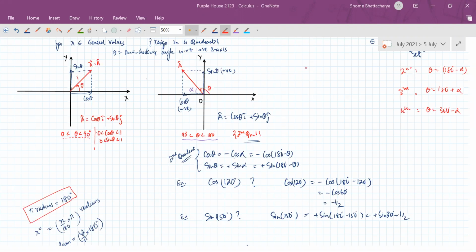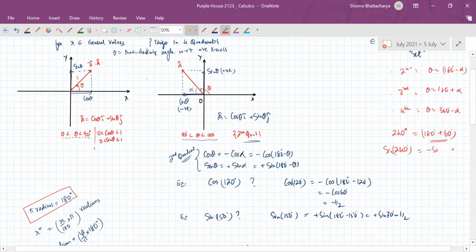Now the advantage of expressing it this way is that we don't have to interchange sine and cos. For example, if I express 240 degrees, I can express it as 180 plus 60. Then sine of 240, now in the third quadrant sine is negative, is the same thing as minus sine 60. So in my formula there's no complication. Sine remains sine. So it's minus root 3 by 2.